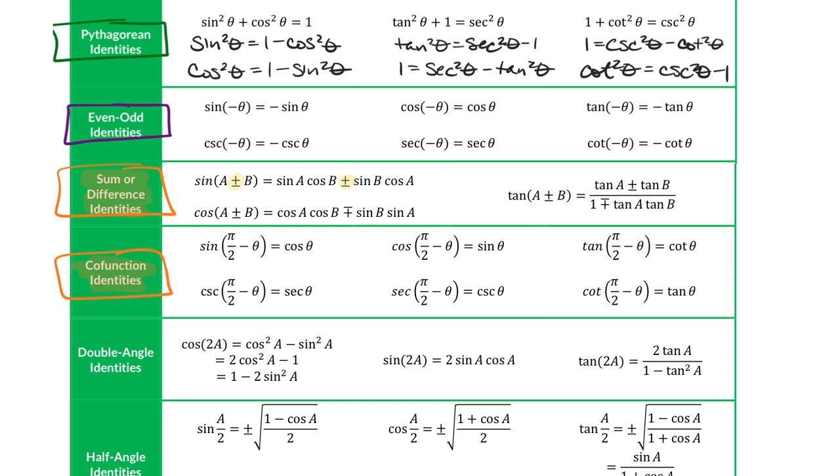Underneath it is cosine. Cosine of a sum and difference has a slightly different formula. This time for plus minus in here, you notice it says cosine A cosine B minus plus sine B sine A. That is not a typo. That is an on-purpose symbol. What do you think the difference between plus minus and minus plus is?